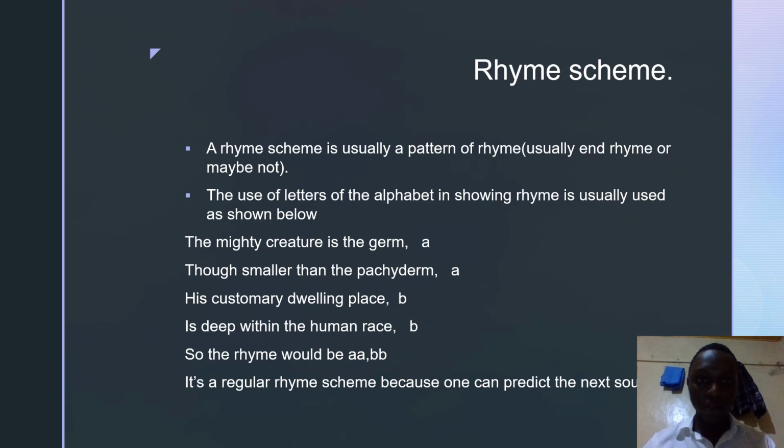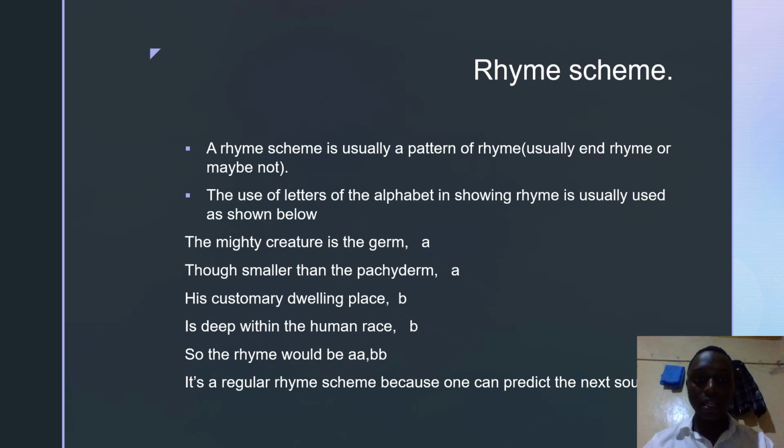So there is a poem here. The mighty creature is the gem, though smaller than Pangidan. His customary dwelling place is so deep than the human race.